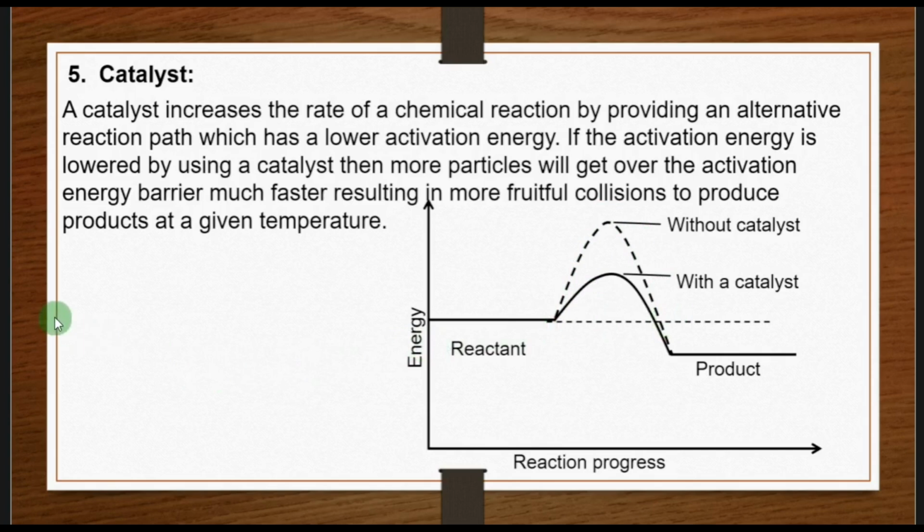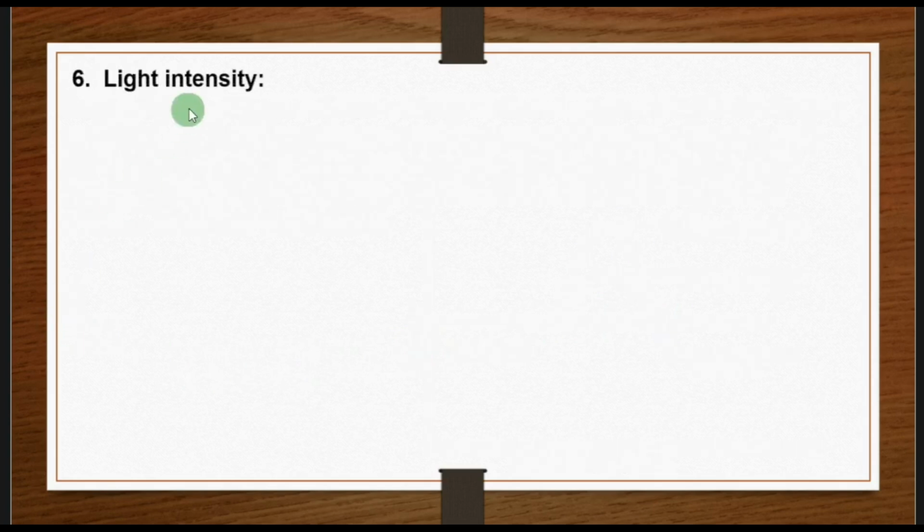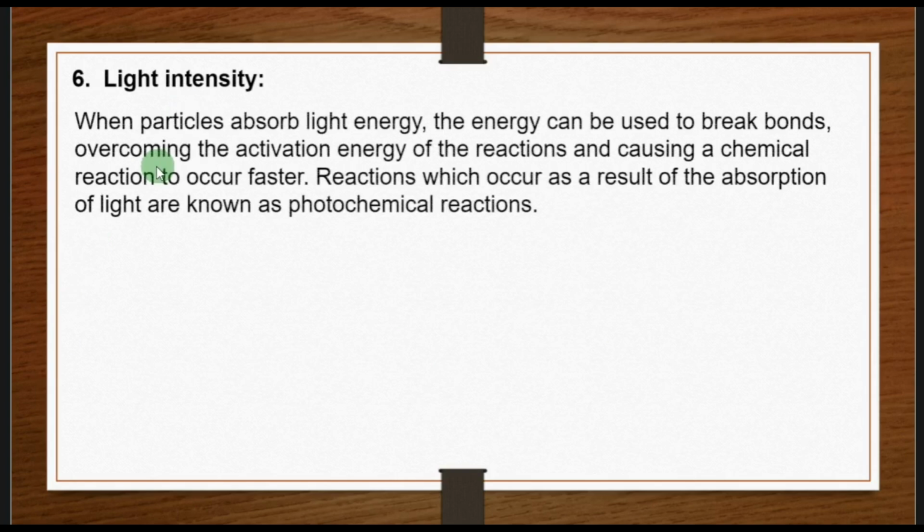Another factor, guys, is light intensity. Light intensity also affects the rate of chemical reaction. When particles absorb light energy, the energy can be used to break bonds, overcoming the activation energy of the reaction and causing a chemical reaction to occur faster. Reactions which occur as a result of absorption of light are known as photochemical reactions.